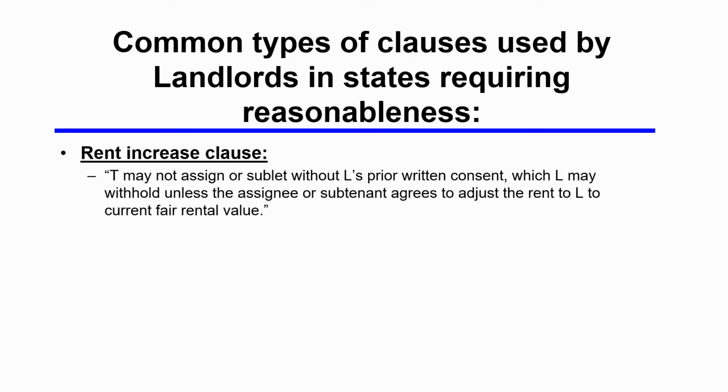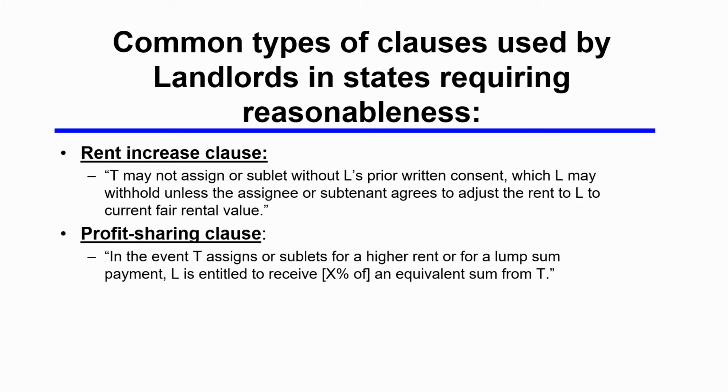The first kind is simply a rent increase clause. It says the tenant may not assign or sublet without landlord's prior written consent, which landlord may withhold unless the assignee or subtenant agrees to adjust the rent to the landlord to current fair rental value. So that means the landlord will capture the bonus value of the lease under that clause.